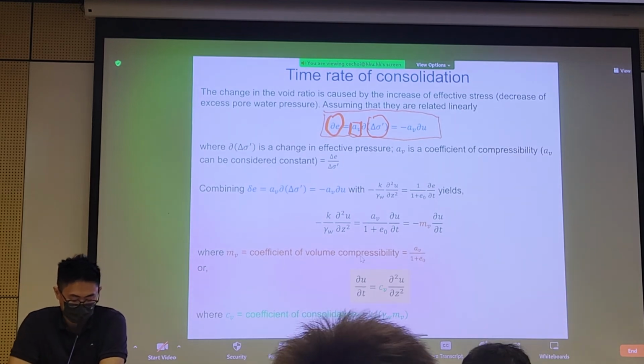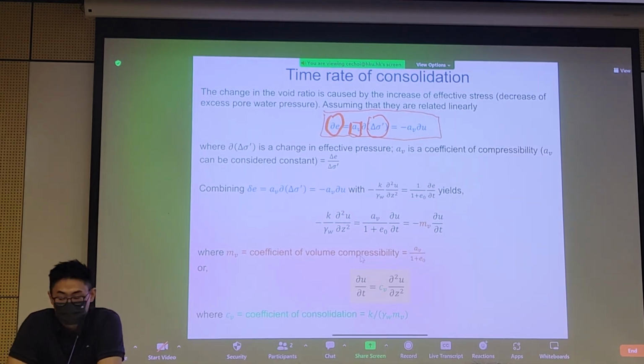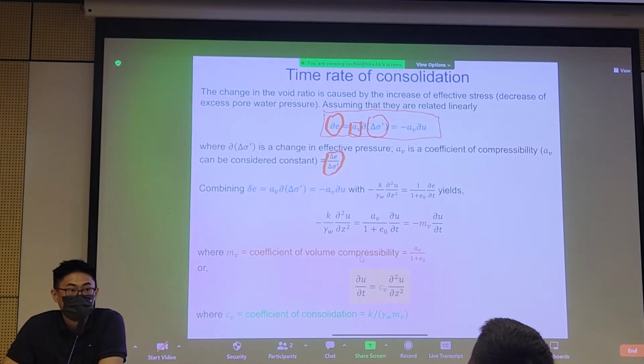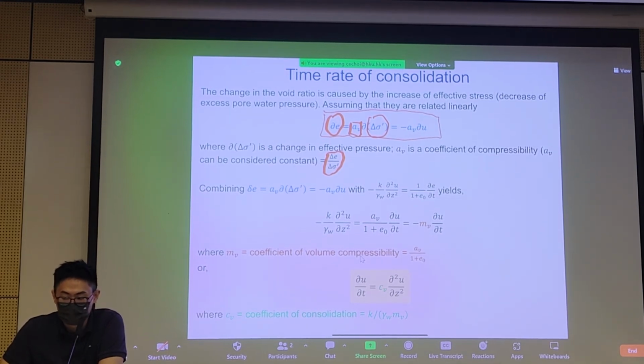Well, this is the coefficient of compressibility that you can use to describe the stiffness of the soil, right? We want to know how much the void ratio changes per unit of effective stress, or how much effective stress you gain per unit of void ratio change. So the coefficient of compressibility can be viewed as some sort of stiffness parameter of the soil.